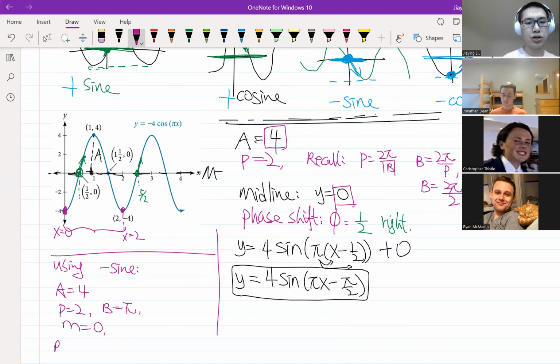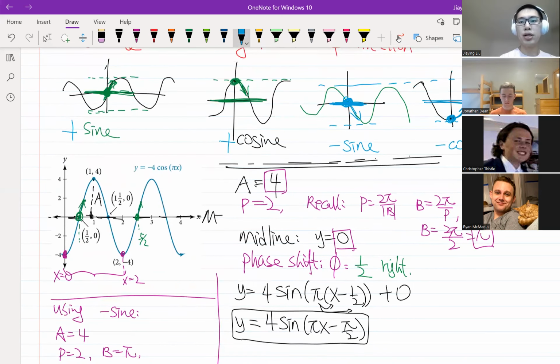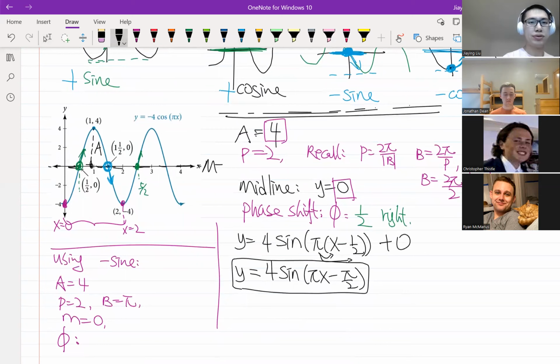But what about the phase shift? Well, if I'm looking at a negative sine function, I'm looking at the point on the midline where it's going downwards. So that's this point. That's the point on the midline and it's pointing downwards. So that's my starting point. So I should consider that the graph has been shifted to the right by 1.5, so that's 3/2.